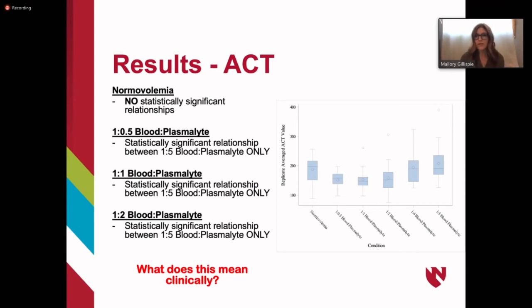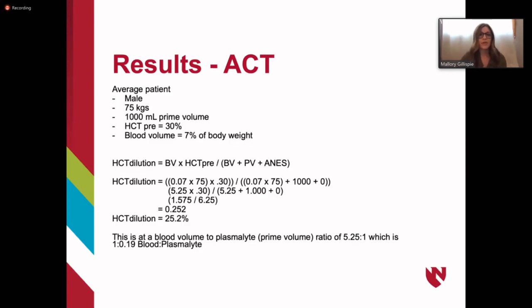But what does all of this really mean clinically? What is this 1 to 5, 1 to 4 blood to plasmolyte ratio? So if we look at an average cardiopulmonary bypass patient, we'll say male, 75 kilos. We'll just say their prime volume was a liter with a pre-bypass hematocrit of 30 and just a 7% blood volume for body weight. If we calculate the dilutional hematocrit of solely the prime volume, so assuming no anesthesia fluids, no cardioplegia, no urine output, just simplifying this for demonstration purposes, our prime alone would hemodilute that patient's hematocrit down to 25.2%. And this would correlate to a 1 to 0.19 blood to plasmolyte ratio.